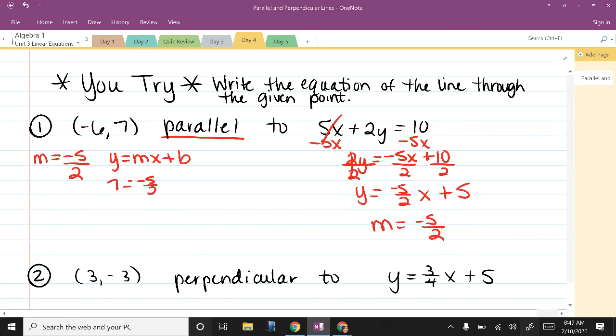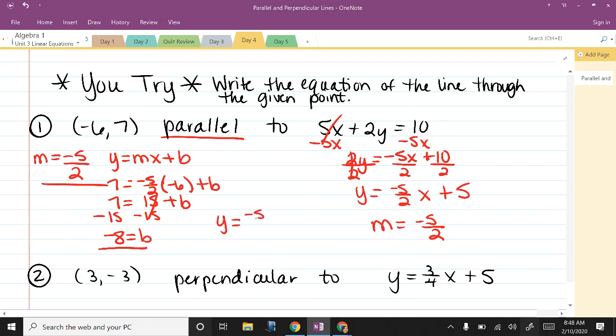I'm just going to let y'all talk and I'll shut up. Times negative 6. Plus b. What's negative 5 over 2 times negative 6? So 7 equals positive 15 plus b. And what do I get? Did y'all get that? So y equals negative 5 over 2x minus 8.